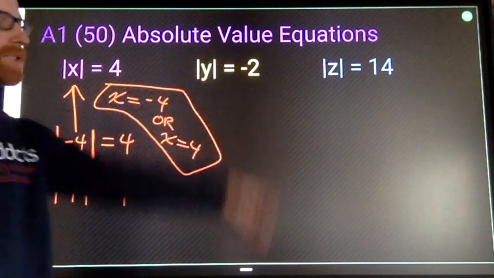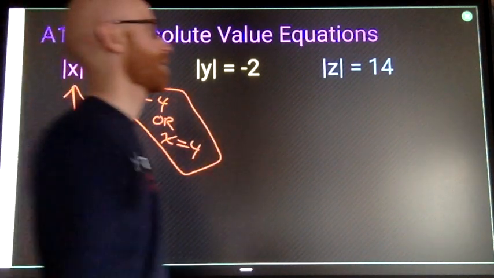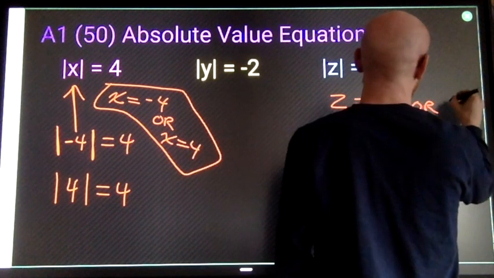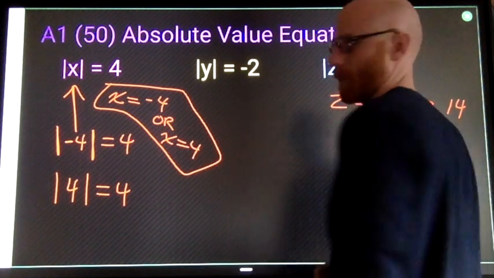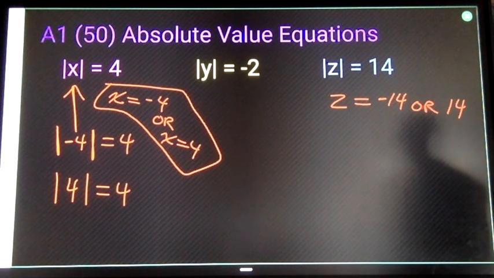Same idea over here with the z. What is z allowed to be? Z can be -14 or +14. Okay? So it's allowed to be -14 or +14.